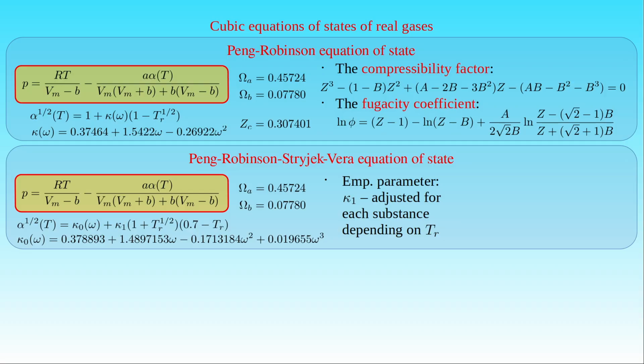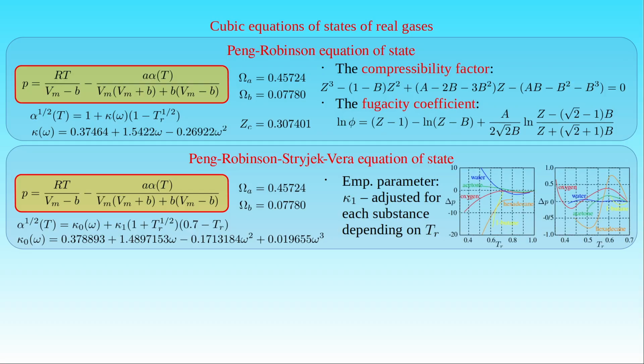Stryjek and Vera illustrated the improvement in these results by comparing the deviations in vapor pressure calculated with the Peng-Robinson equation of state seen in the left-hand plot and with their modified equation of state seen in the right-hand plot. The difference between the calculated vapor pressure and the experimental data for several substances, given in percentages versus their reduced temperature, shows that the improved equation of state produces at least one order smaller deviations in vapor pressure than the original equation of state.